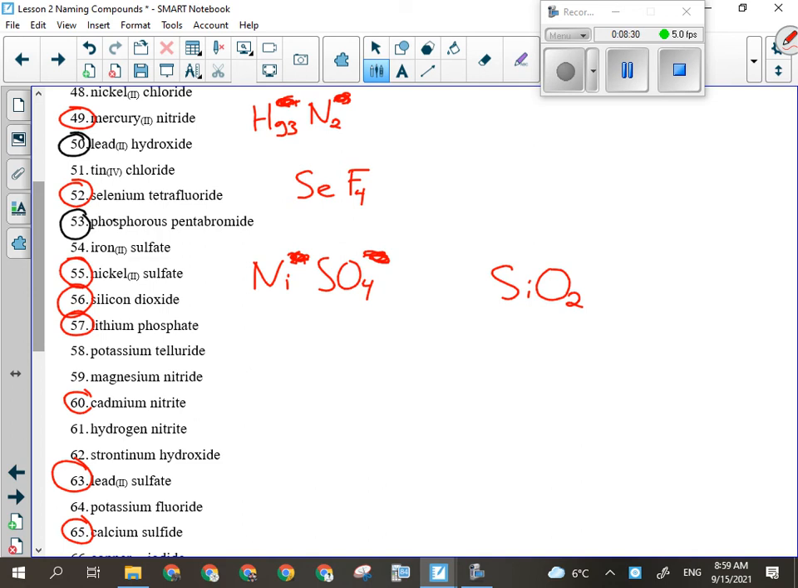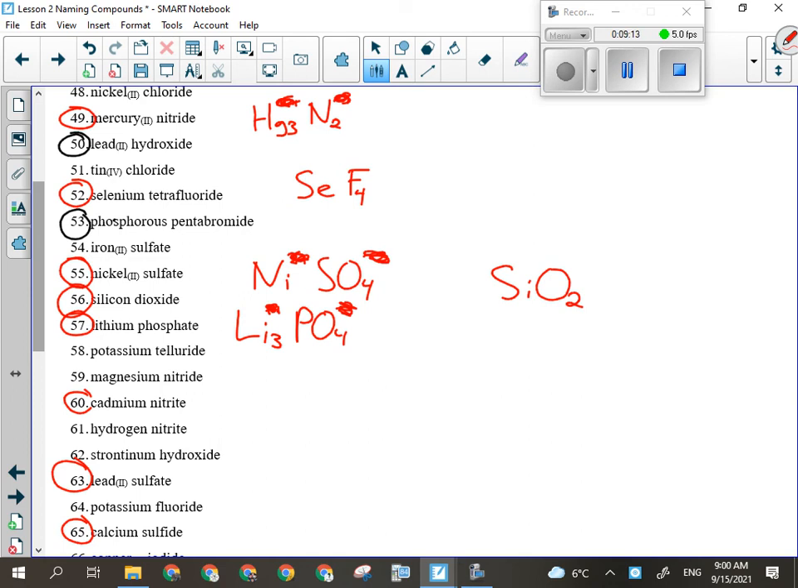Then for 57, we have lithium phosphate. Ionic or molecular? Ionic. All right, so lithium is a +1. Phosphate is what? -3. Sorry, what's the formula for phosphate? PO4. Okay, and it is a -3 charge, according to your table of polyatomic ions. So when I drop and swap, the 1 would go here, but we don't write 1, so I don't have to worry about that. The 3 will come down to the lithium, and I'll have Li3PO4.